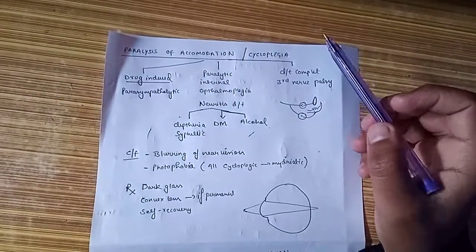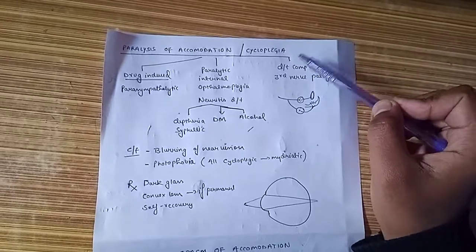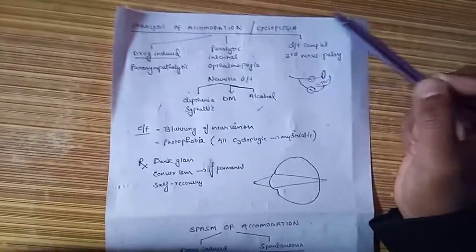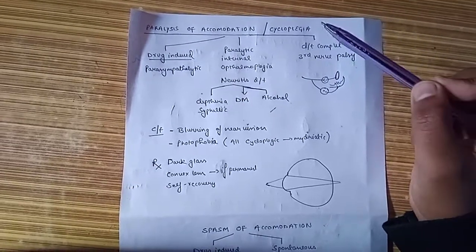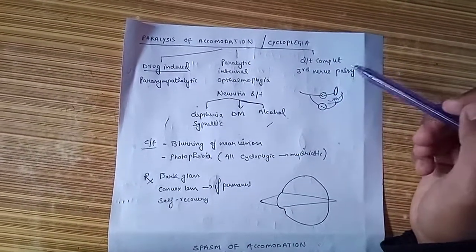Hello everyone, so this video is regarding the paralysis of accommodation, also known as cycloplegia, which is widely used in our darkroom procedures or the ophthalmologic procedures to have a clear view of the fundus or the other structures.